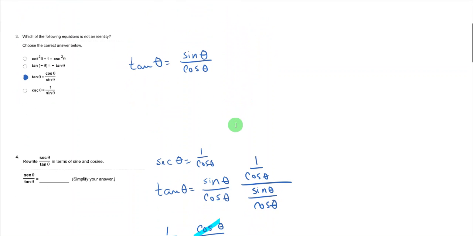Okay. Which of the following is not an identity? Well, we know that that is 1. That's one of the odd identities. Cosecant theta is equal to 1 over sine. Tan is not equal to cosine over sine, so that is not an identity.